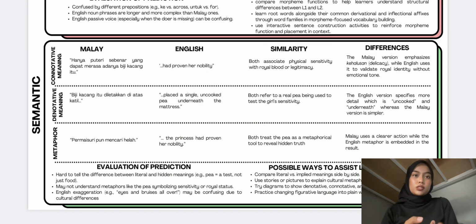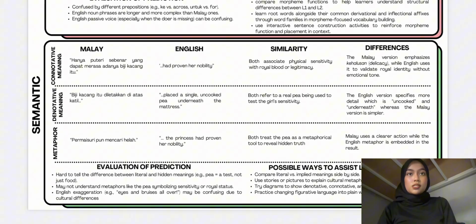Now let's move forward to the semantic part. The first one is connotative meaning. The Malay version is "hanya puteri sebenar yang dapat merasa adanya biji kacang itu," and the English version is "had proven her nobility." The similarity here is both associate physical sensitivity with royal blood or legitimacy, and for the differences, the Malay version emphasizes perasaan halus, which is delicacy, while the English uses it to validate royal identity without emotional tone.